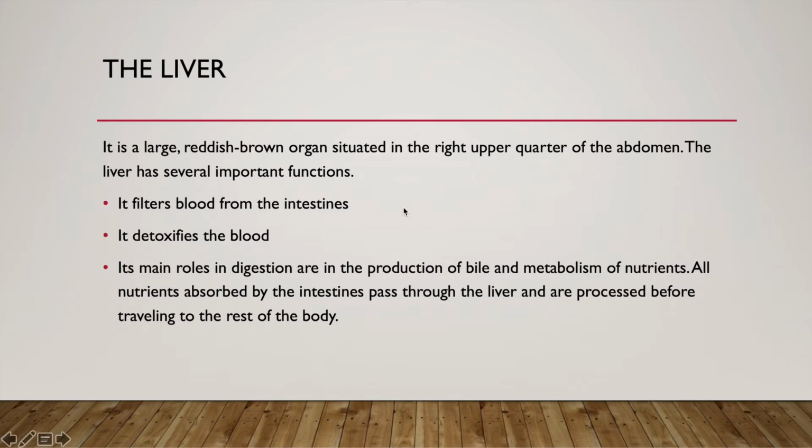The liver. It is a large reddish-brown organ situated in the right upper quarter of the abdomen. The liver has several important functions. It filters blood from the intestines. It detoxifies blood. Its main roles in the digestion are in the production of bile and metabolism of nutrients. All nutrients absorbed by the intestines pass through the liver and are processed before traveling through the rest of the body.